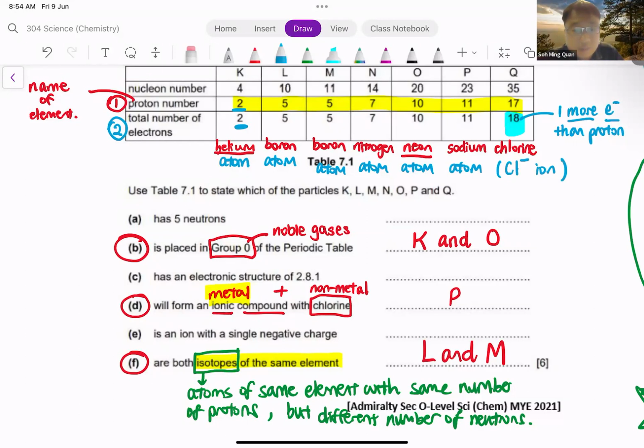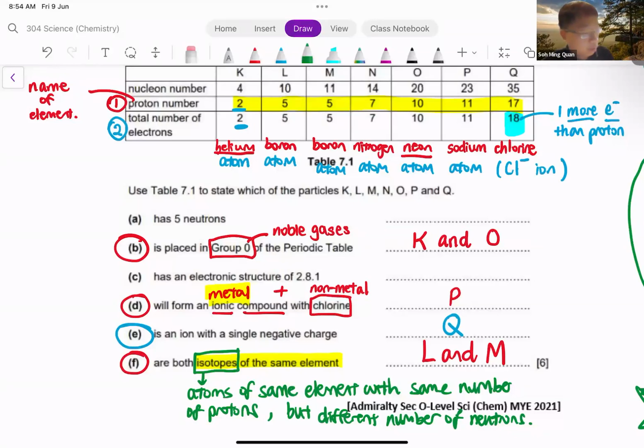All right. And so with that, I think you can quite easily work out which is the ion with a negative charge. So let's do part E. Which particle is an ion with a single negative charge? That means must be a minus charge. That's Q. All right. So based on this alone, you are quite easily able to work out, right? Now, let's finish the rest of the other 2 parts.